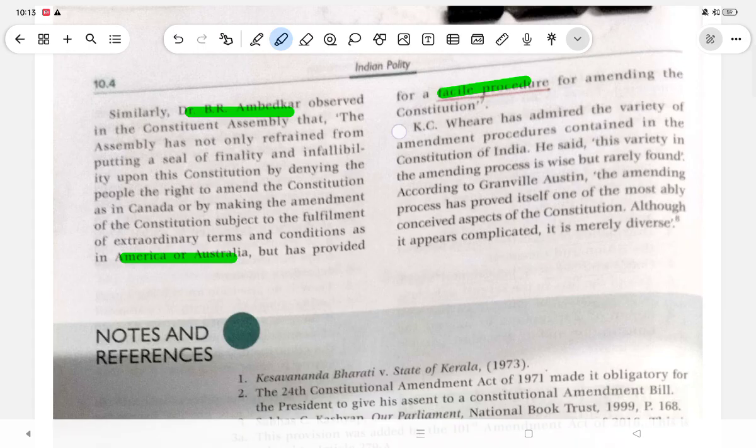Wheare has admired the variety of amendment procedures contained in the Constitution of India. He said this variety in the amendment process is wise but not unfounded. According to Granville Austin, the amendment process has proved itself to be one of the most ably conceived aspects of the Constitution. Although it appears complicated, it is merely advisory.